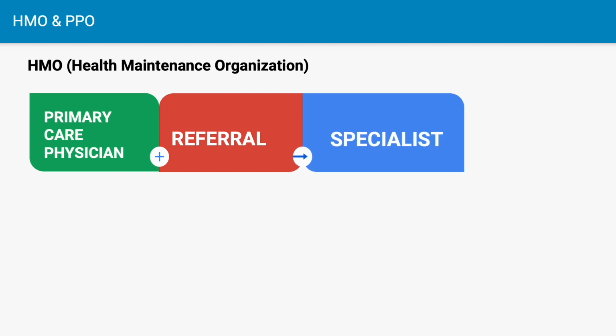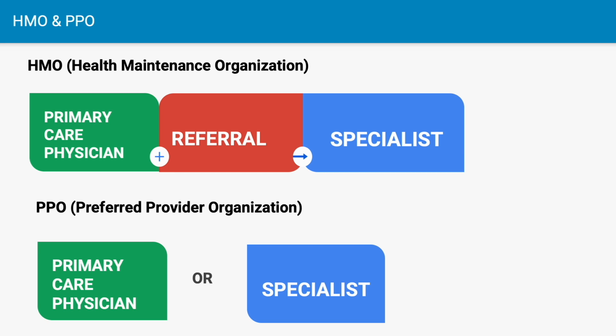In comparison, a PPO allows you to see a specialist without seeing your PCP. So, using the previous example, if you're having wrist pain and you want to see an orthopedist, with a PPO plan, you can make an appointment yourself with an orthopedist in your network without your PCP's referral.